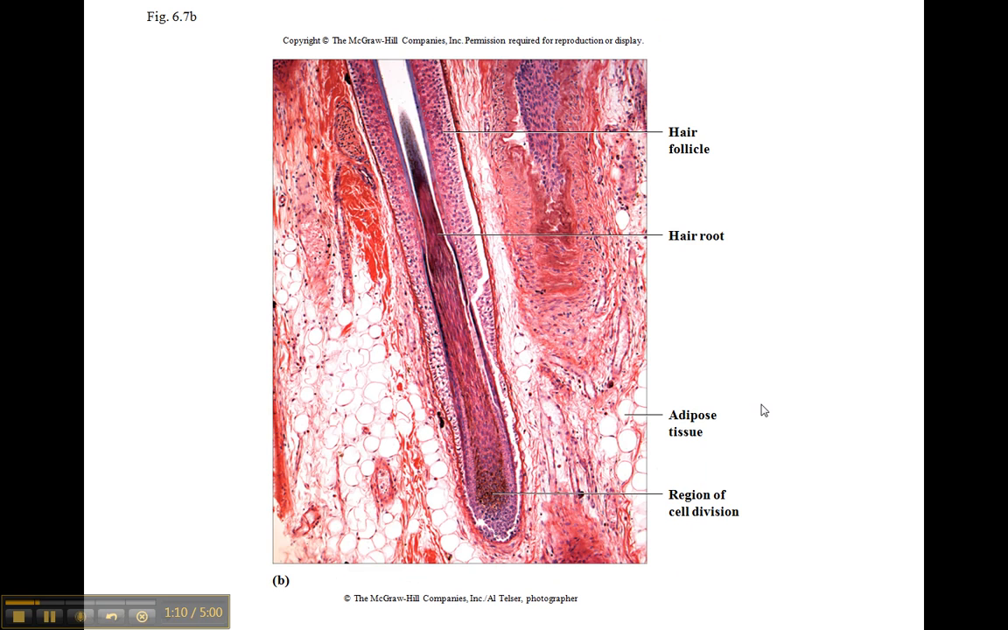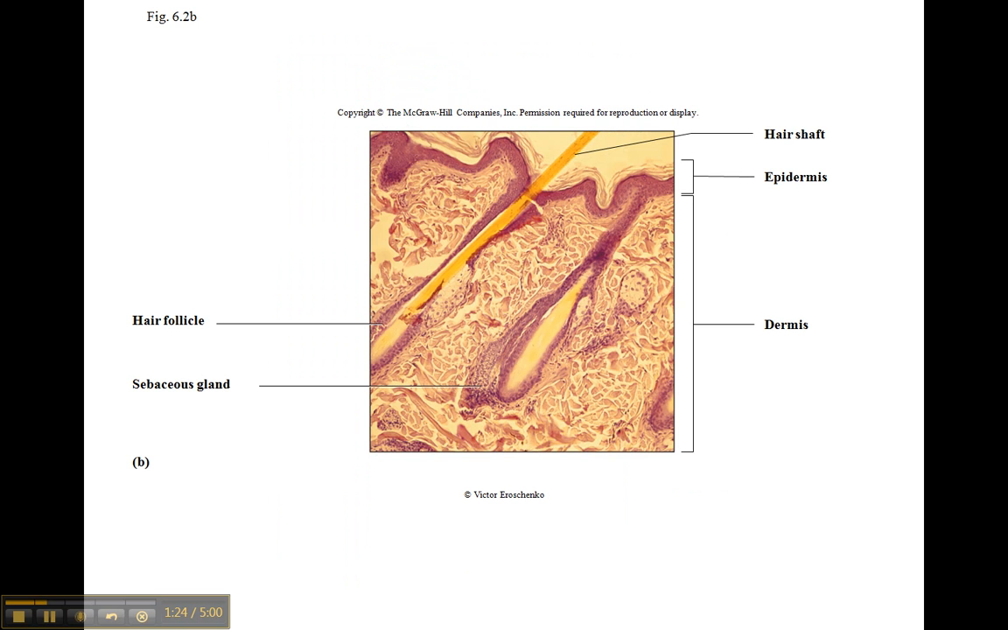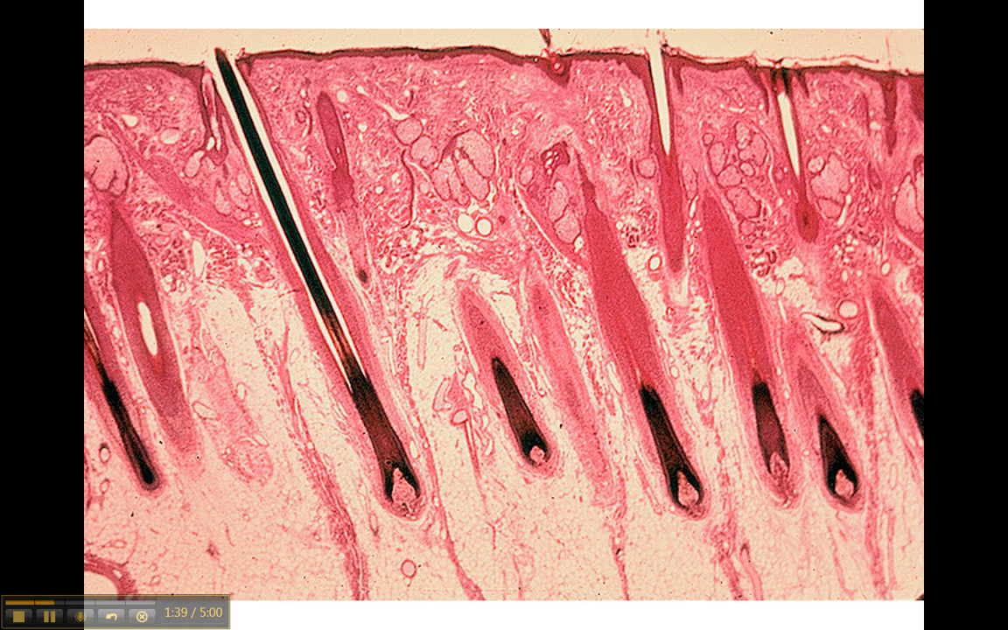Here's a slide showing the same thing. You can see the root, the adipose, and then down here is the region of cell division. And that's where the division starts. And then, of course, you can see some adipose tissue as well. Here's another view. You can see the hair shaft is coming out of the hair follicle here. And then there's the sebaceous gland, which is the oil gland, and it is attached to the hair follicle. And then here are several hair follicles. You can see how deep some of them are, and they're still growing.